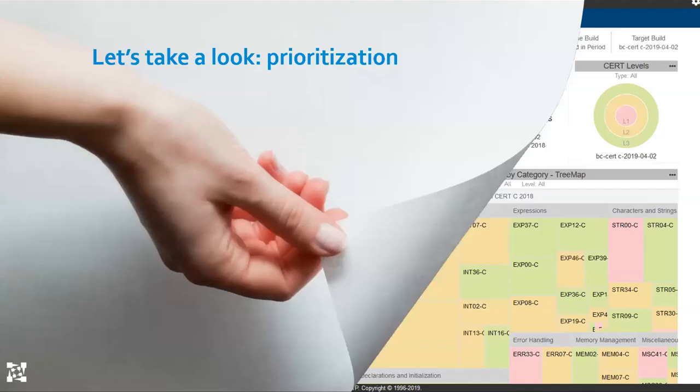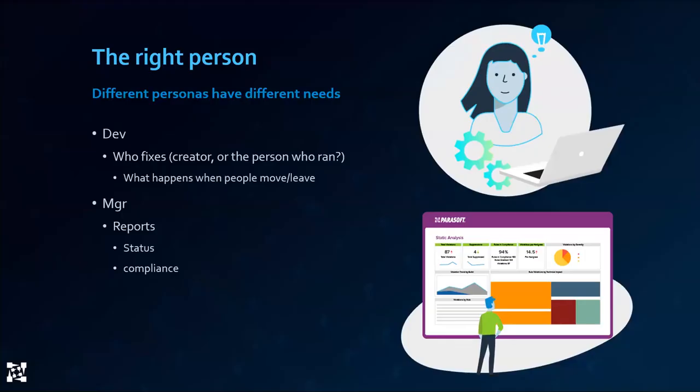Yeah, so let's now look at the last couple of things here. One is this concept of personas, right? Different people have different needs when it comes to static analysis. And there's 2 or even 3 or 4 roles, but I've got 2 basic buckets here that really matter.